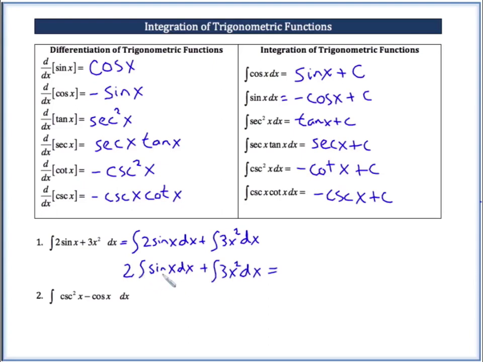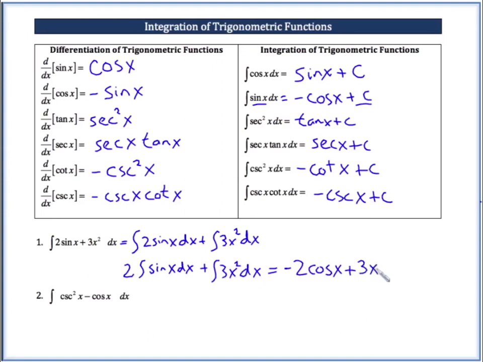Here we have the integral of sine x. Its integral is negative cosine x. So we have 2 times negative cosine x, so we'll say negative 2 cosine x. Now we have a plus c, but we'll just wait to the end to add that on. And then the integral of 3x squared. So we get to practice our power rule again.